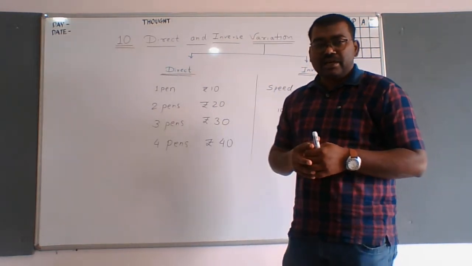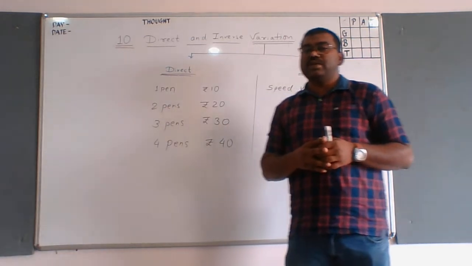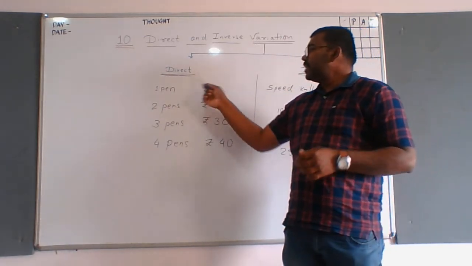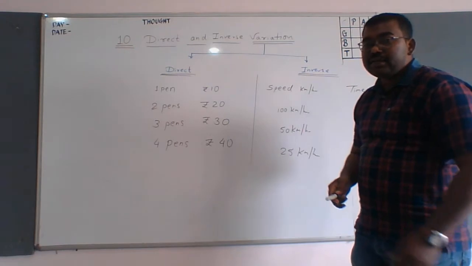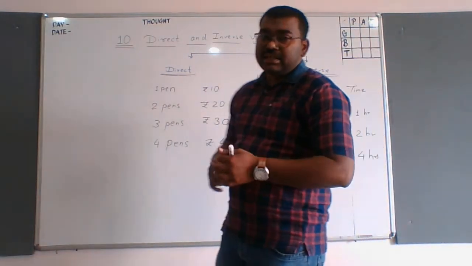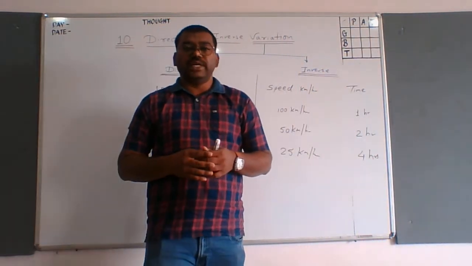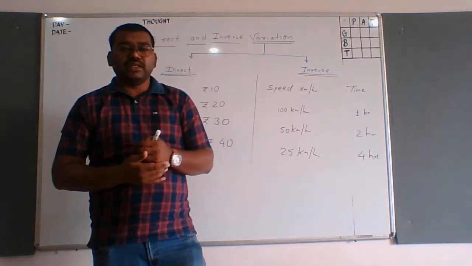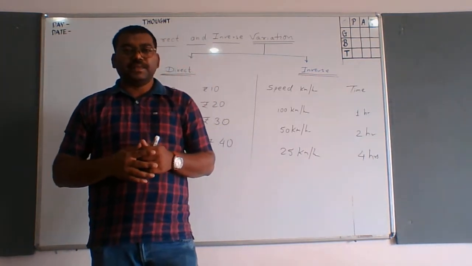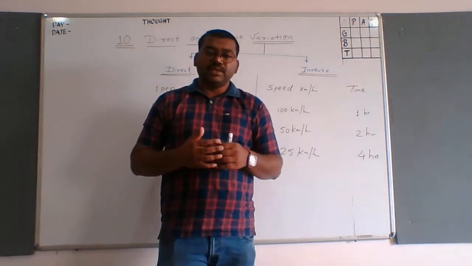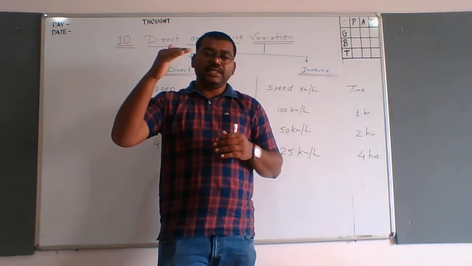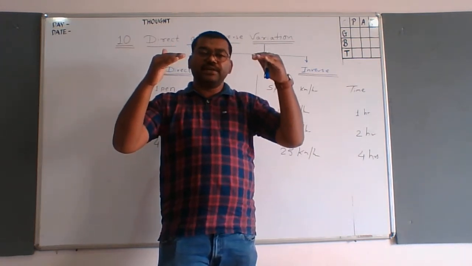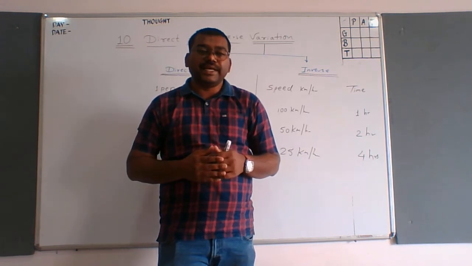Now, there are two types of variations that we are going to learn. The first is direct variation, and the second is inverse variation. Let us understand the difference between these two variations. First, we will discuss direct variation. So direct variation means what? If one quantity increases, the second quantity also increases. That is called direct variation.